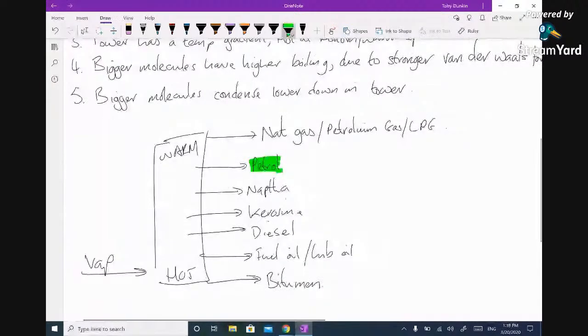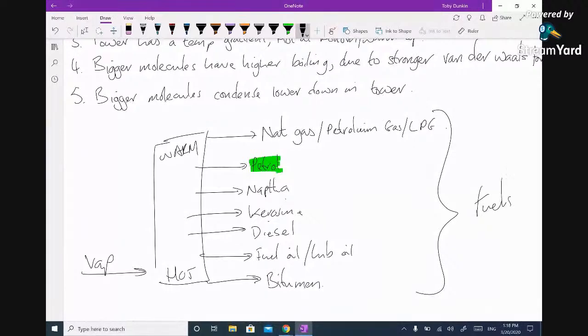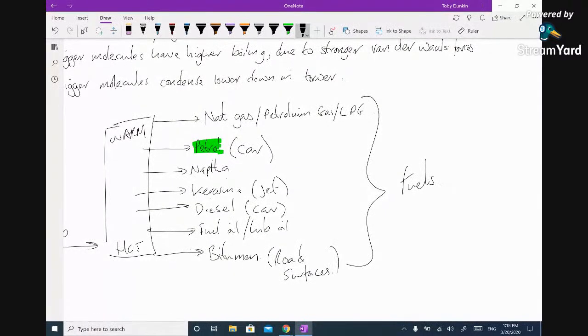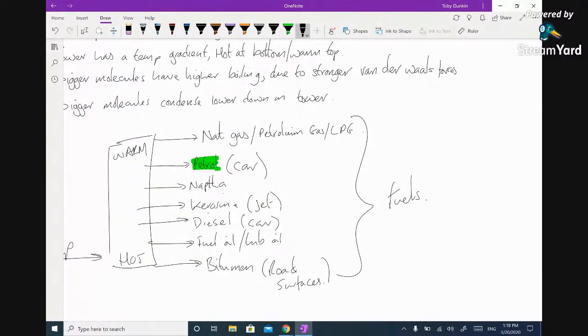Please note, the majority of these are used as fuels. You do also need to know that some of them have specific fuels. Petrol, of course, is car fuel. Kerosene is jet fuel. Diesel is car fuel. Bitumen is road surfaces. Okay. Liquid petroleum gas is household fuel.